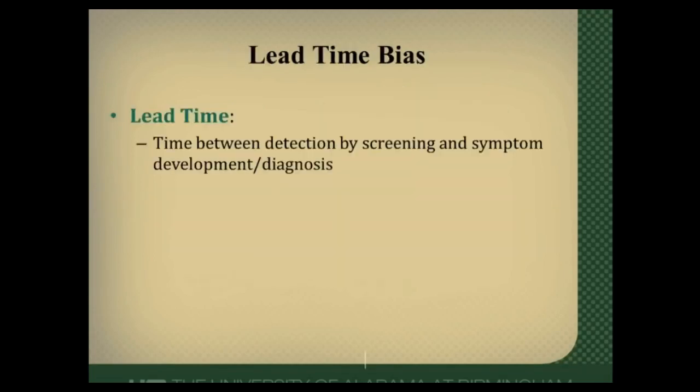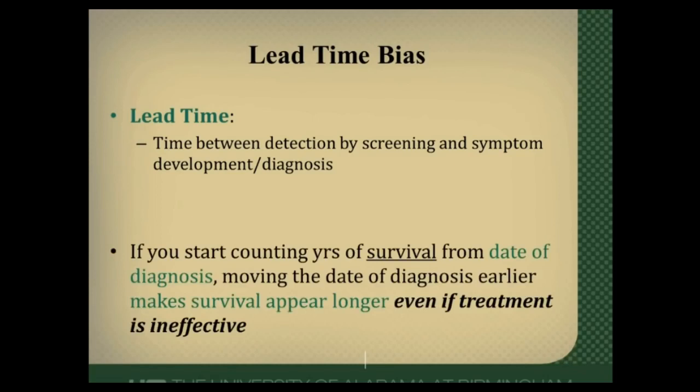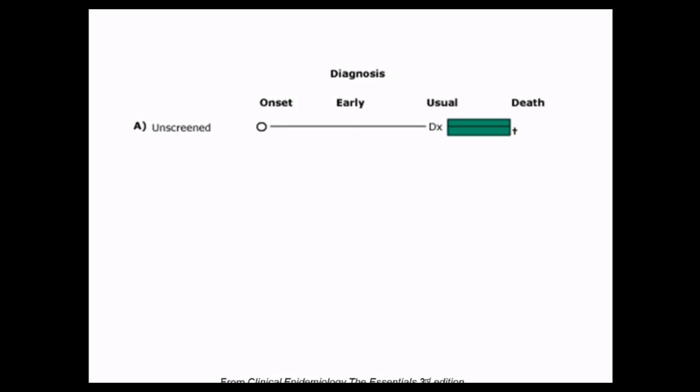So lead time is the time between detection by screening and when symptoms would normally develop and the diagnosis is made. Now, the problem with this is that if you start counting time of survival, and survival is the key here, from date of diagnosis, moving that date of diagnosis earlier makes survival of that disease appear longer, even if treatment is ineffective. So let's look at this graphically.